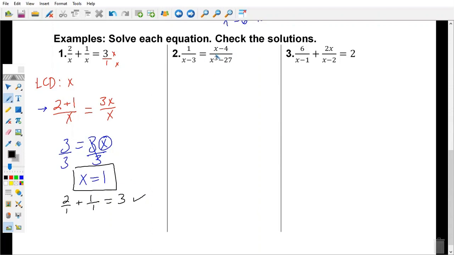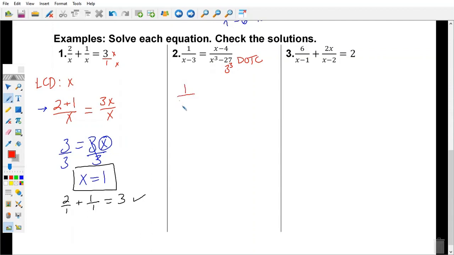All right, this one's a little more complex. So here we haven't really brought up difference of cubes in a while, but this is a difference of 2 cubes. How do I know they're cubed? Because x to the third and then 27 is 3 to the third. So we have difference of 2 cubes. So it's going to be helpful to fully factor so that we can figure out what our LCD is.